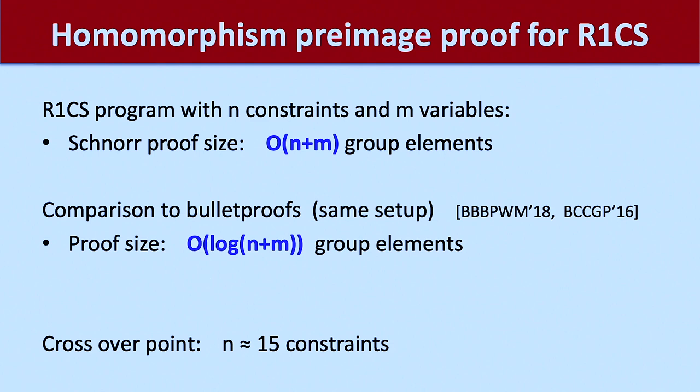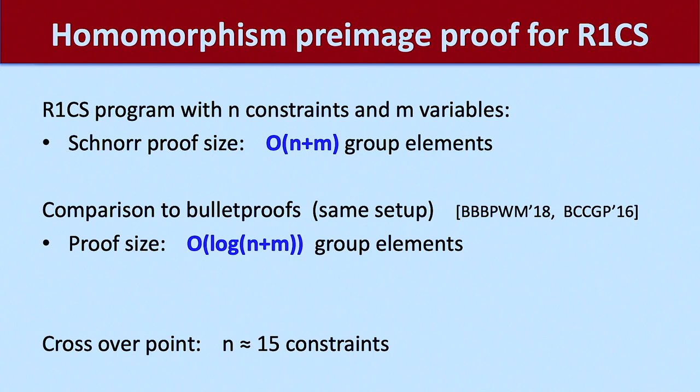Bulletproofs have exactly the same setup as Schnorr. There's no trusted setup. There's only a discrete log assumption. And effectively, you get a much, much shorter proof. So the question is where's the cutoff? If you have very small circuits, it still makes sense to use the Schnorr protocol.